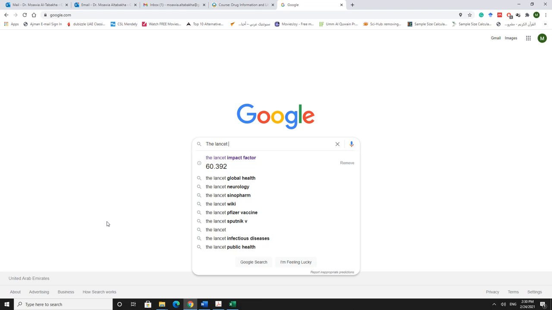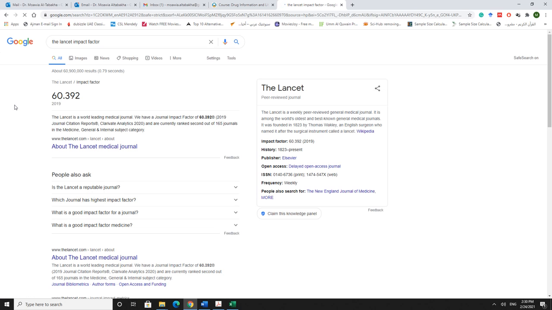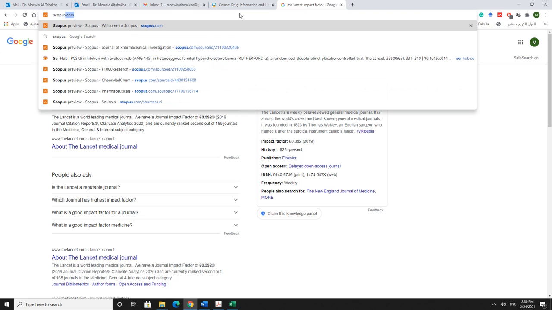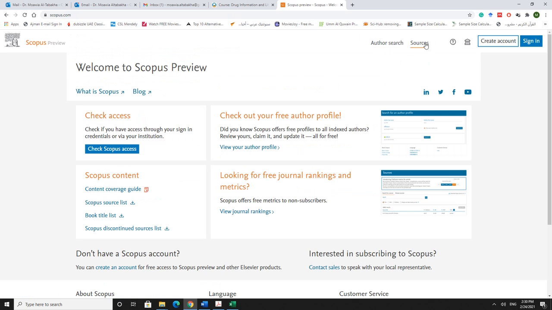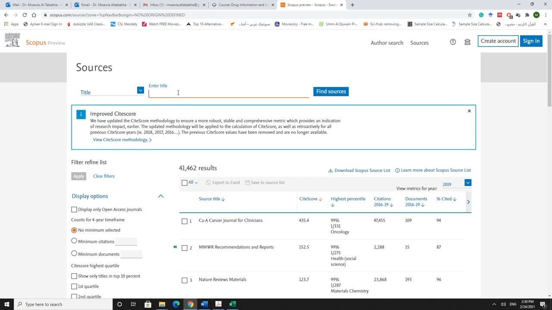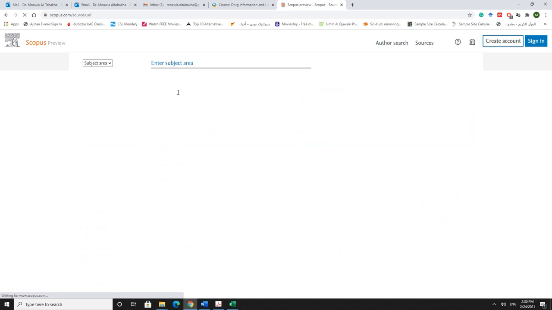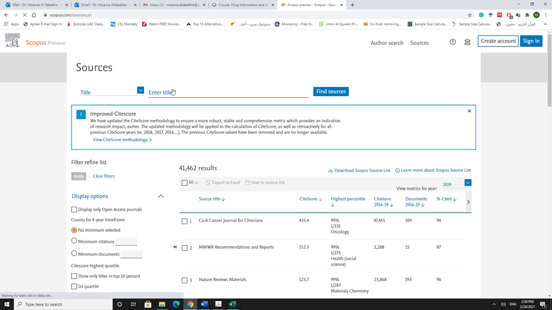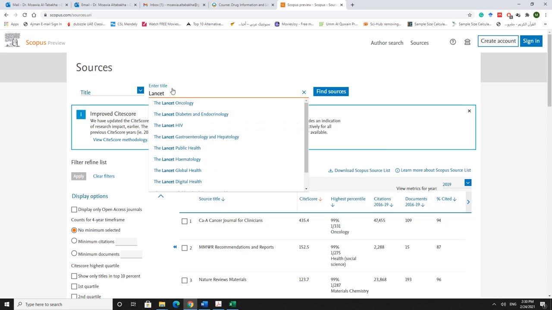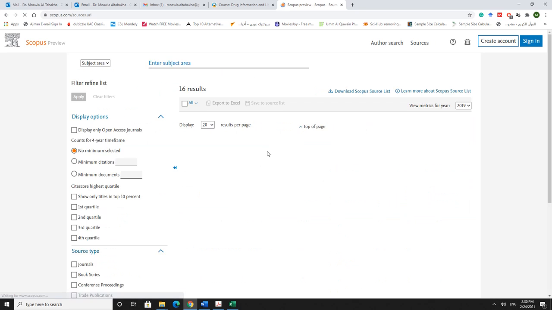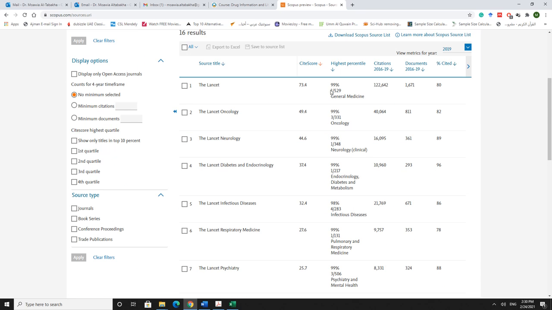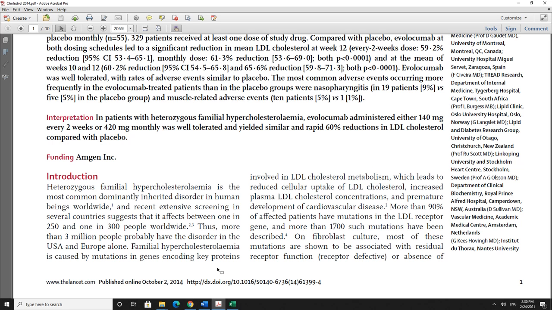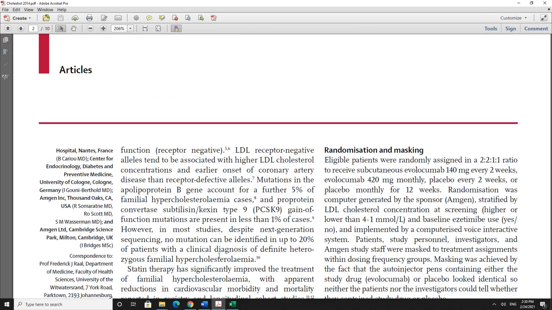If I put here the Lancet impact factor, you will see, of course we still don't have 2020, we have 2019, you will see it has a very high impact factor. Even when I go to Scopus and I go to sources, and here I type Lancet. And you look here, the Lancet, it's number 1 in general medicine, okay? So it's a very respectable journal, and I expected that it will contain very useful information.